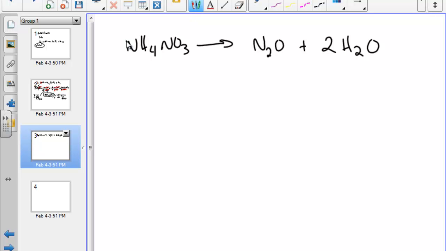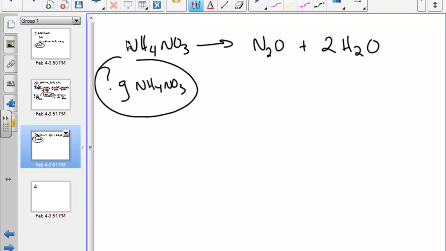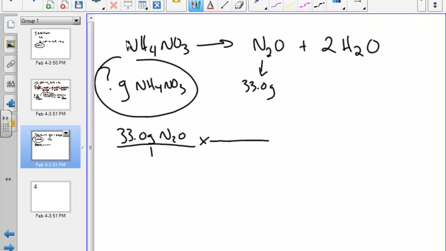So how many grams of ammonium nitrate are required to produce 33.0 grams of N2O? So I'm looking for grams of NH4NO3. That's my big unknown here. But I'm starting with 33 grams of N2O, so that's got to be my starting point, right? So I write my start, 33.0 grams N2O. That goes over 1. Always have to go into moles.